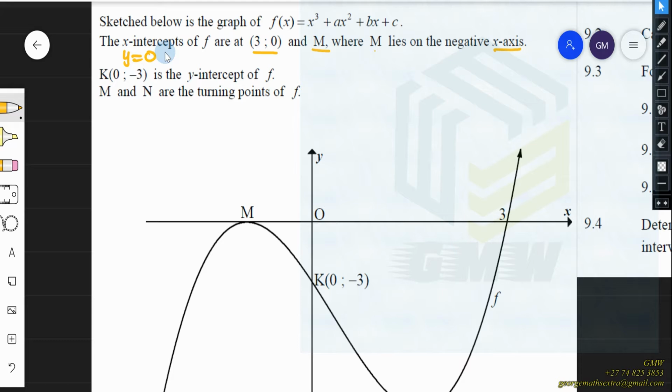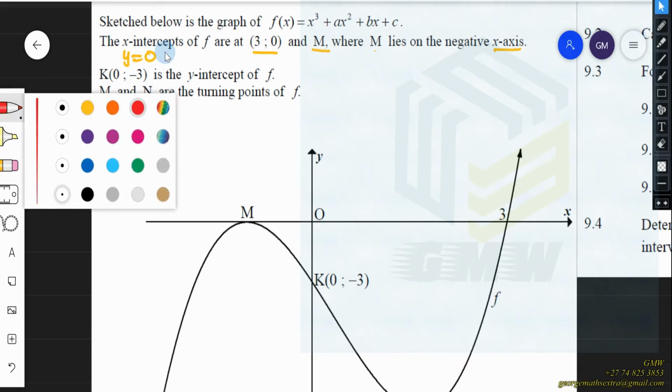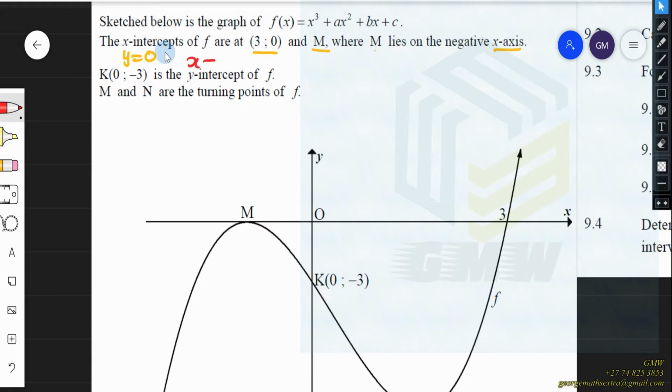K is the y-intercept. Whenever you hear y-intercept, you must remember that x equals 0. It's the point where the graph will cut the y-axis. M and n are the turning points. When I hear turning points, I remember that the first derivative equals 0.